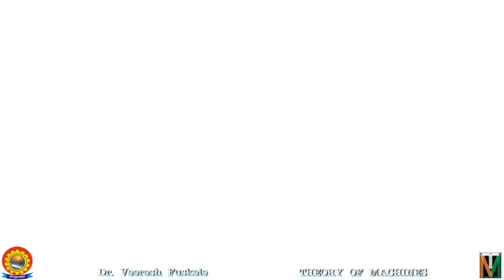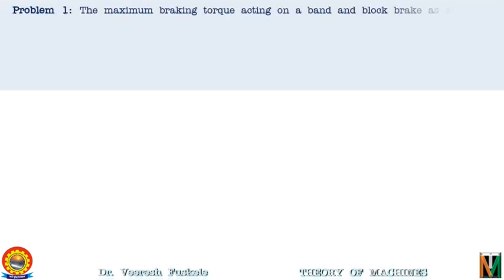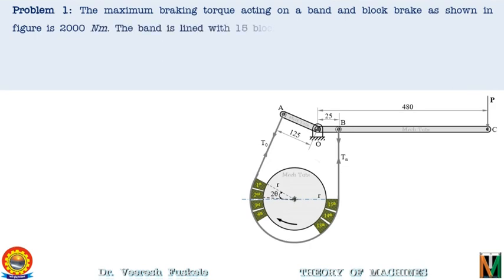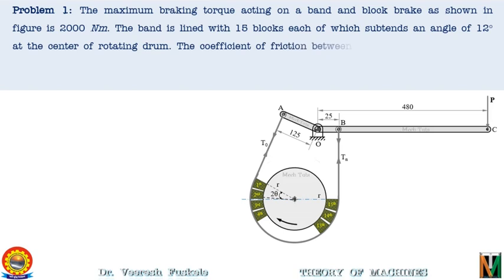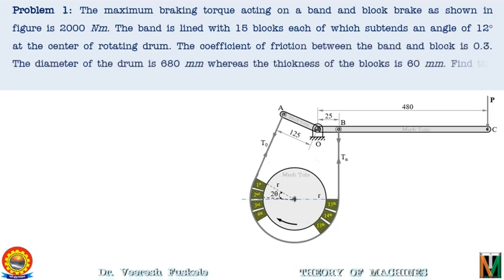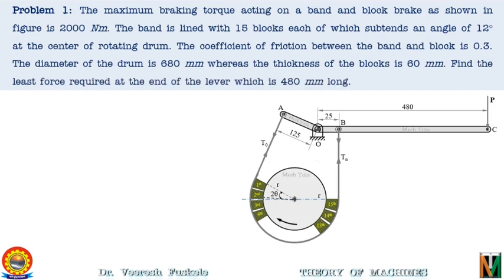The problem statement is as follows. The maximum braking torque acting on a band and block brake as shown in figure is 2000 Newton meter. The band is lined with 15 blocks, each of which subtends an angle of 12 degrees at the center of the rotating drum. The coefficient of friction between the band and the block is 0.3. The diameter of the drum is 680 millimeters, whereas the thickness of the blocks is 60 millimeters. Find the least force required at the end of the lever, which is 480 millimeter long.